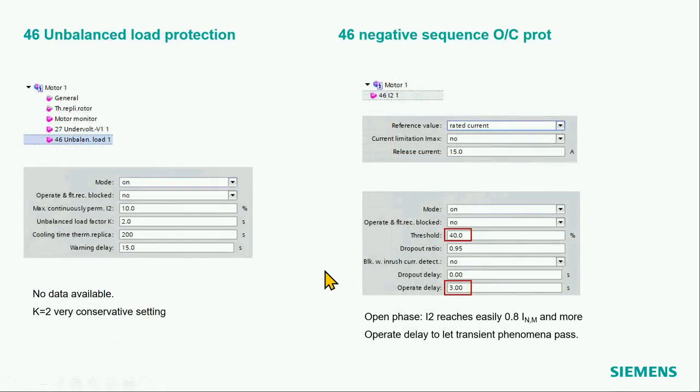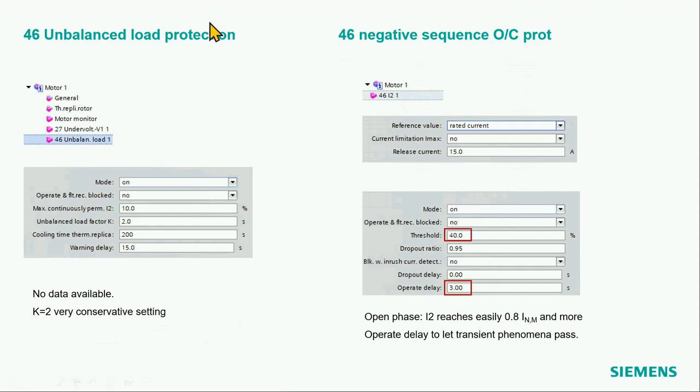Okay, unbalanced load protection. There is no data available, so I take a maximum continuously permitted I2 of 10%, which is a common value, or 8%. And for the K factor, 2 seconds. That means if I have really 100% negative sequence current, I would like to trip after 2 seconds. It's a relatively conservative value if you compare it with the diagram we had before. There were 15 seconds. So this is up to you to find the right value here.